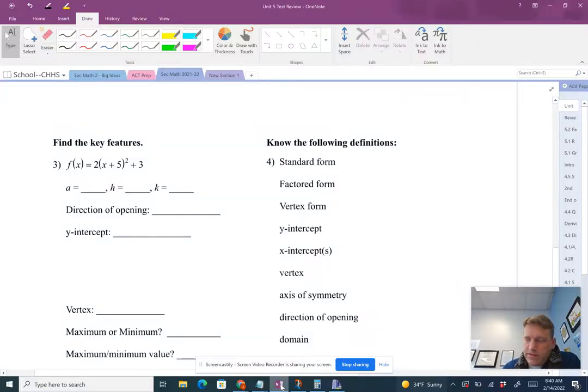Hello, welcome back. This is the Unit 5 test review, part 2. We are going to go over number 3, and we're also going to talk a little bit about vocabulary.